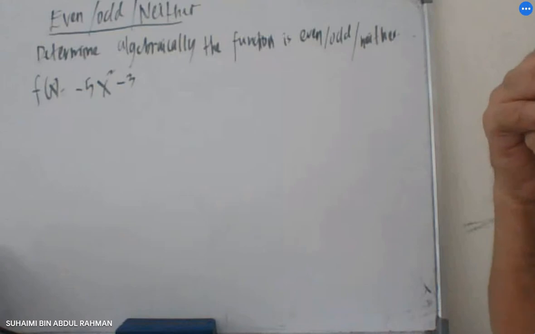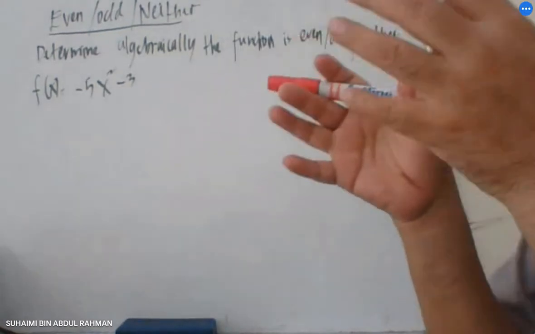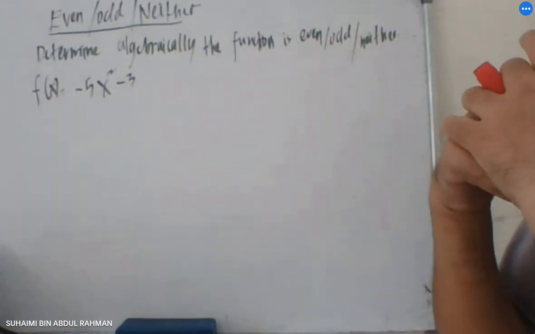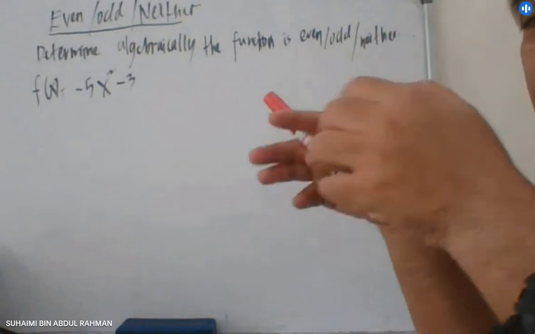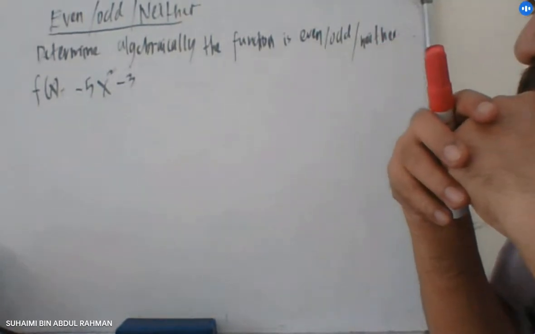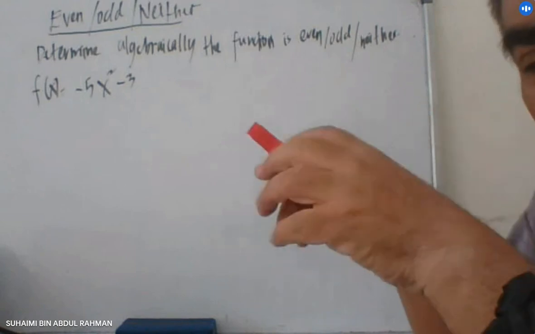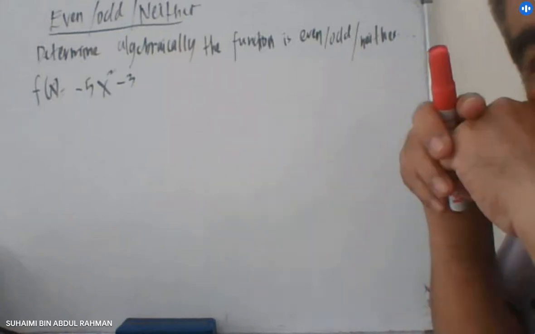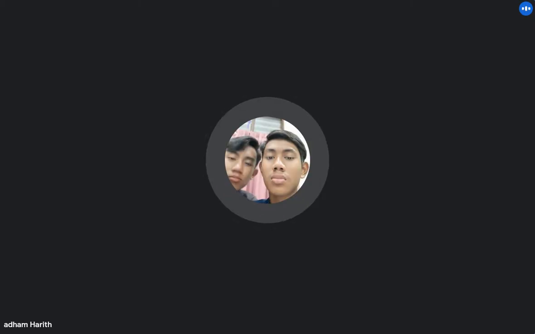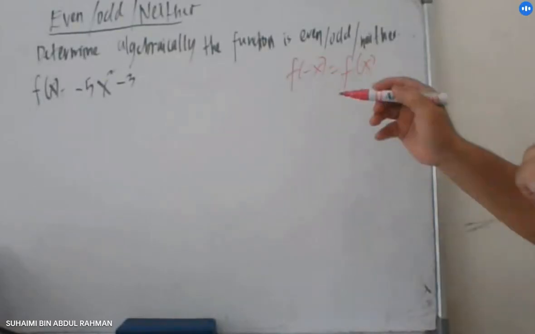What's the basics? I say that even function, earlier in this class, the basic of the even function: f of negative x equals f of x. This one, f of minus x equals f of x.